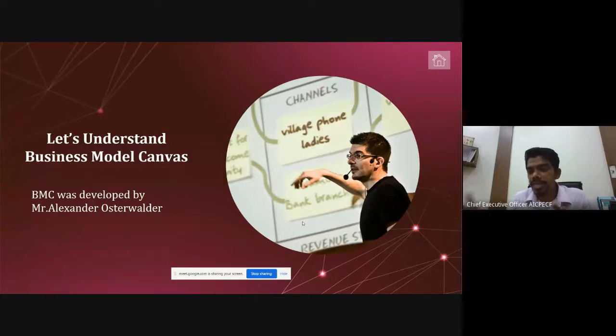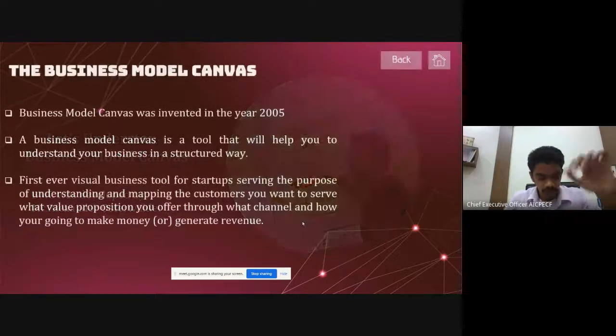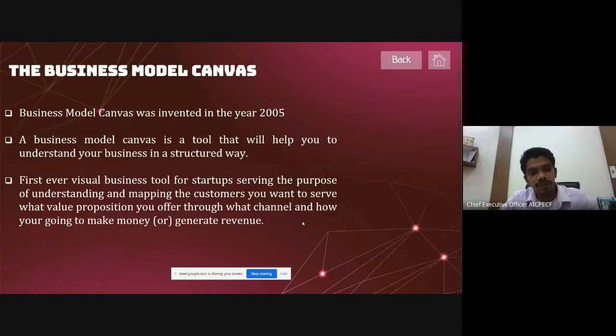What we are going to see next is what the key parameters are that are needed to build the business model canvas. What are the business blocks that are needed for a business model canvas? As I told you, BMC was invented in the year 2005. It is nothing but a tool that will help you understand your business in a structured way. And this is something which is very visual, right?